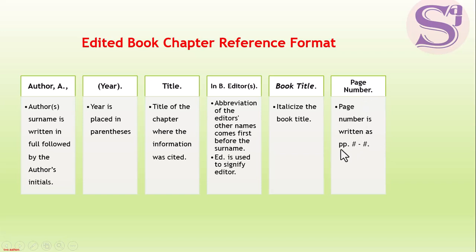Then the page numbers also follow. It's written as pp. We use pp. for page numbers, then the number, hyphen, then the number, to show from which page to which page. Then the publisher, so only the publisher's name is required. So let's see a typical example for this illustration.